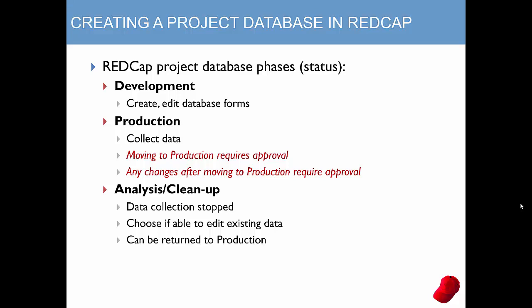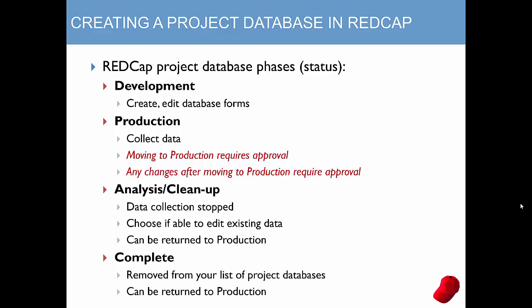After you're done collecting data, you can move your project to analysis and cleanup. This is when data collection is stopped. You'll be able to choose if you can edit existing data, but you won't be able to add any new data. A project can be returned to production if you need to. At the end of the project lifecycle, you can move the project to complete status. This will remove the project from your list of project databases. It'll still exist in the system, and we can still return it to production for you.